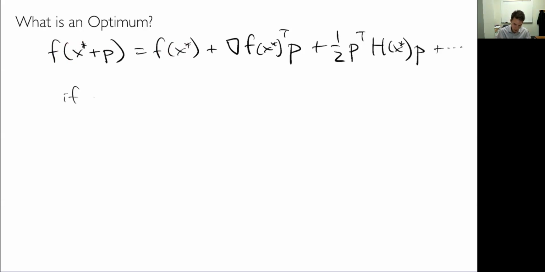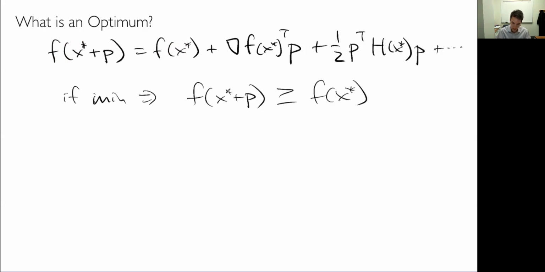So in other words, if this truly was a minimum, then we could say that f of x star plus p has to be greater than or equal to f of x star. This is a minimum, so everything around it has got to be bigger for all p. This is a symbol for all. Oops, well, I'll just write it out for you. It's an upside down A, for all p, for any p. Any direction I choose, this had better be true. That's what it means to be a minimum. Okay, so let's say that that's the case.